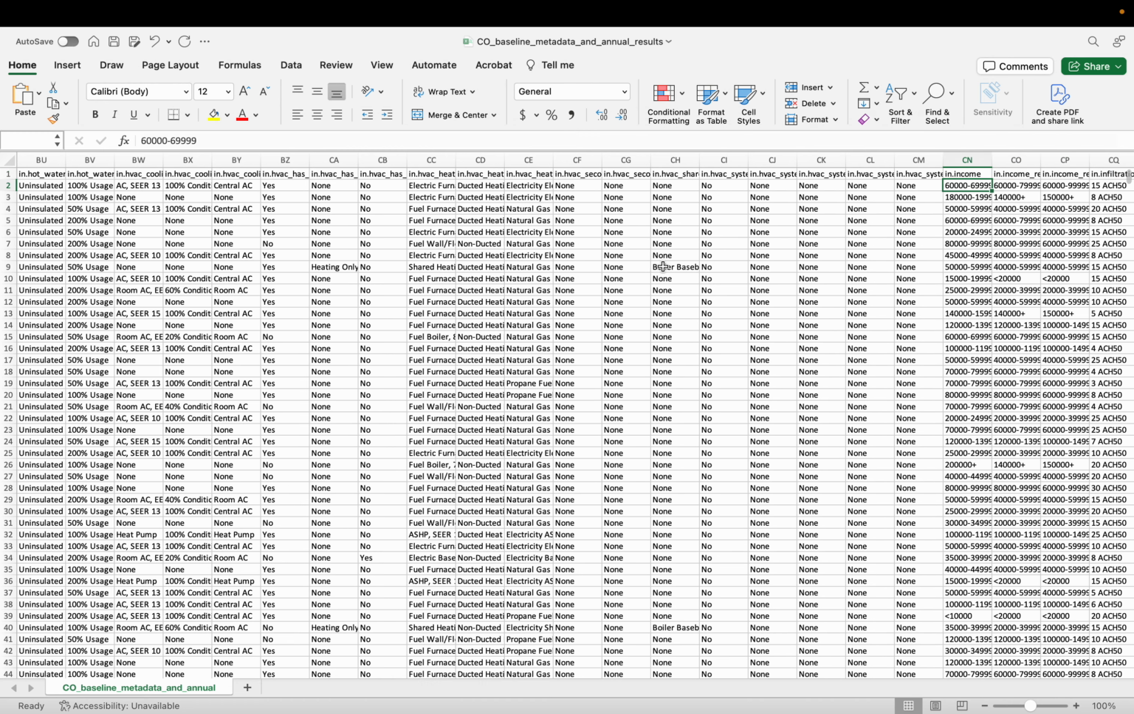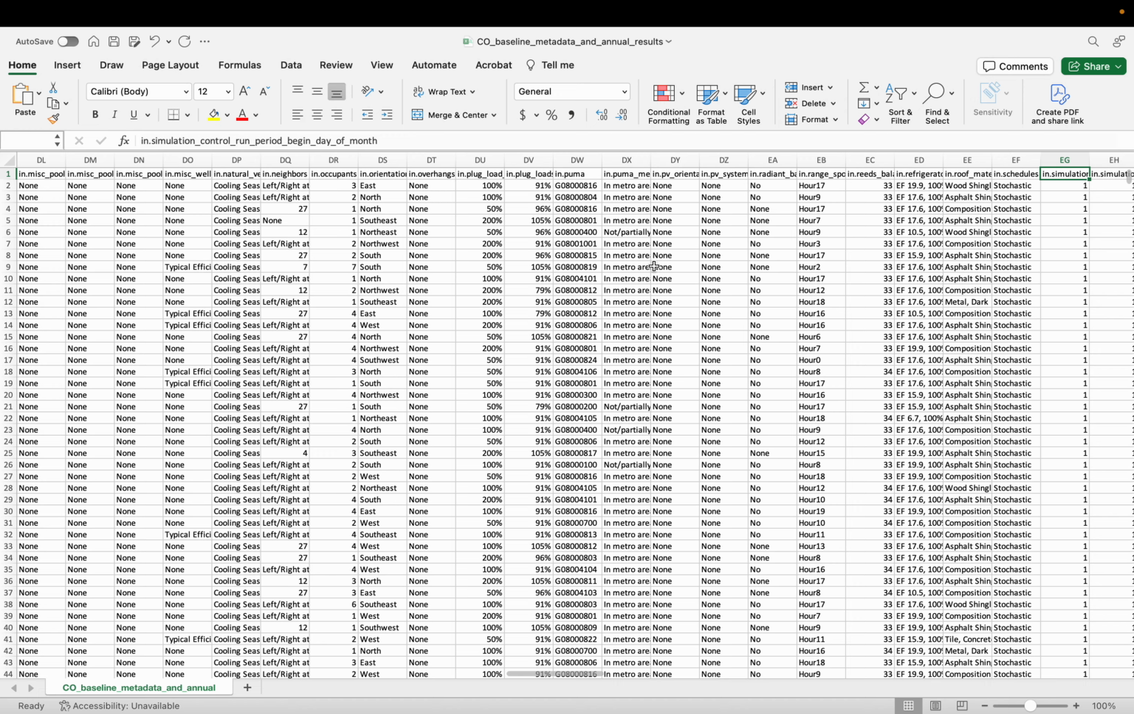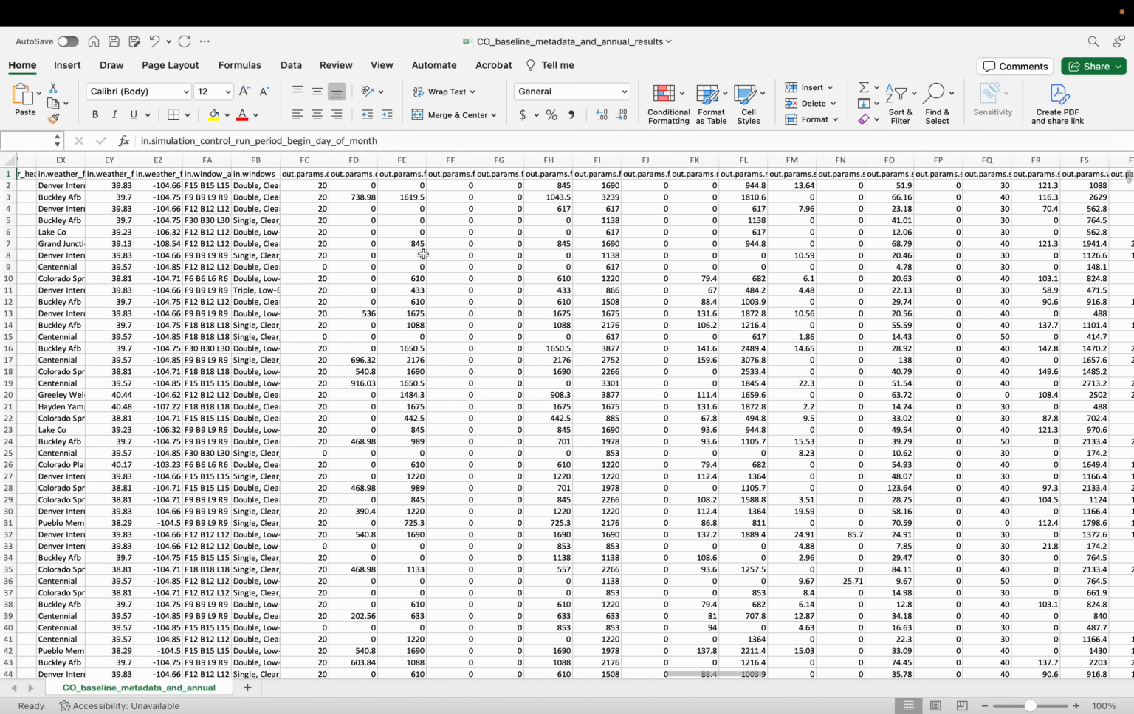Things like, for example, income for the representative household living in this particular building. For example, in this case, it's between 60K and 69K, or around 70K. At the other side, if we keep going to the other side, we would have "out." Out is really just the outputs that we would get from these buildings.